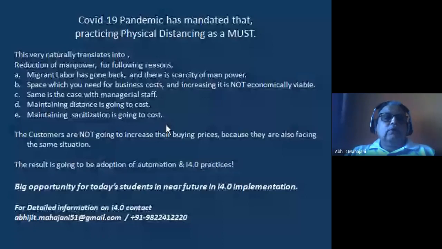And this was basically a very, I would say, sketchy presentation about Industry 4.0. But if someone wants to go into a real depth of it, you can contact me.